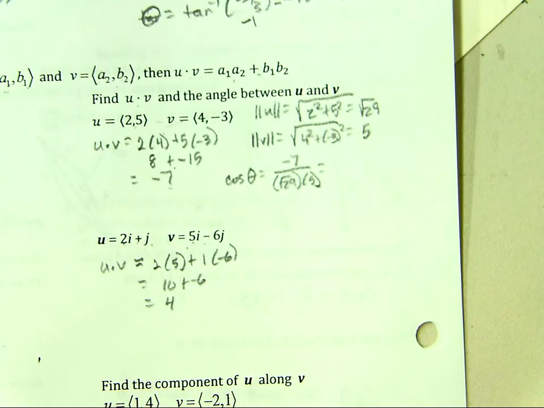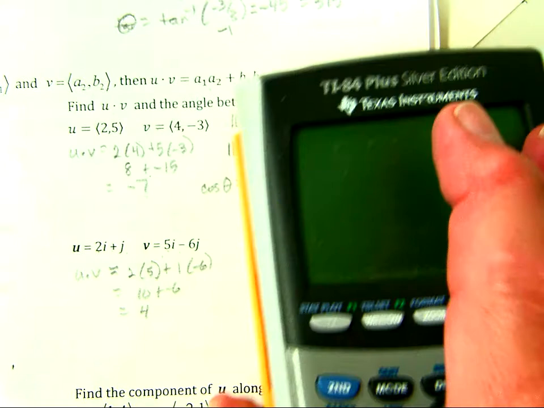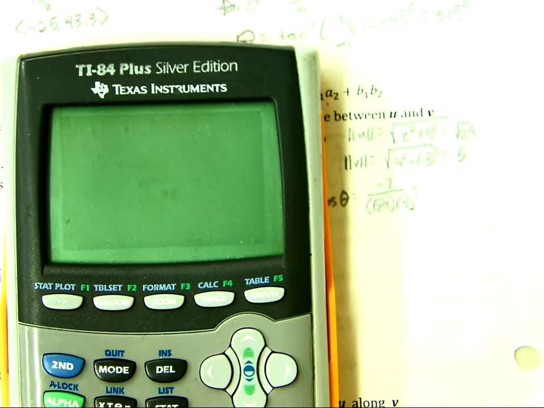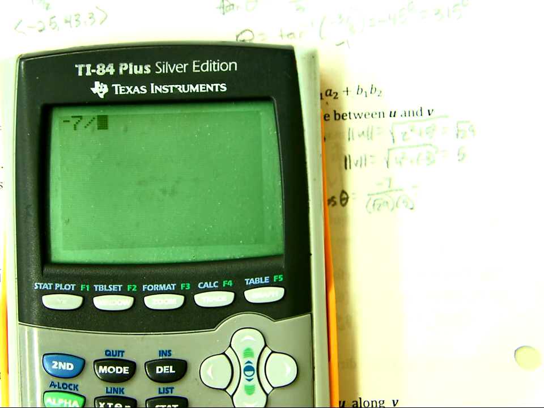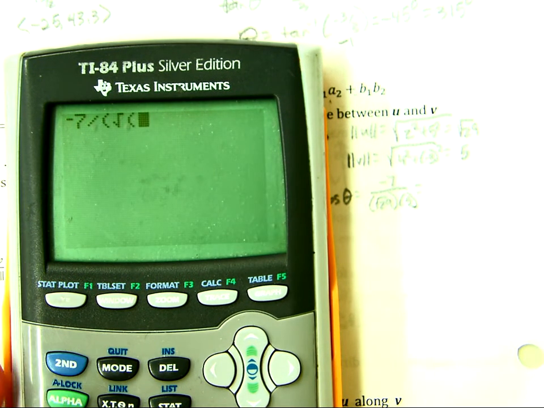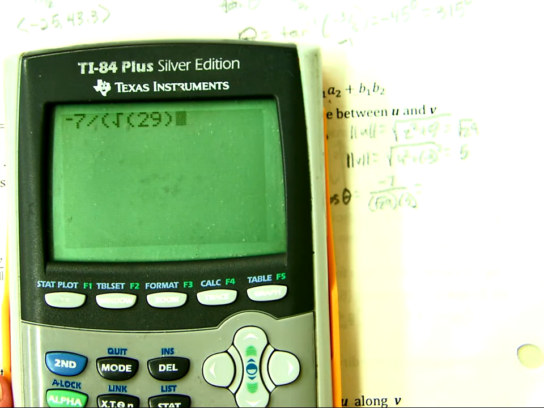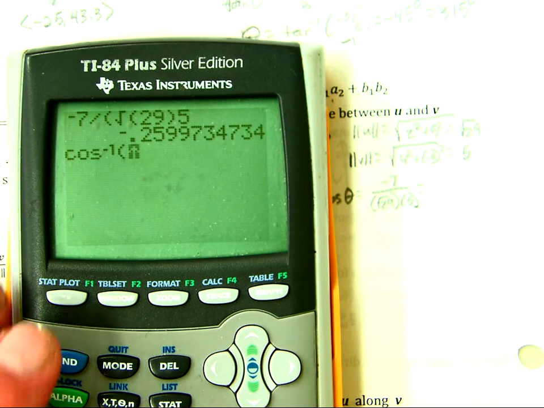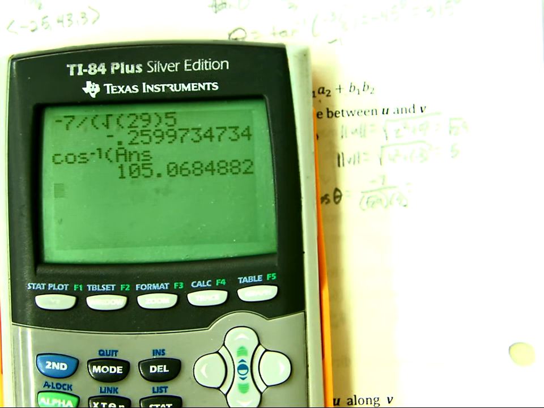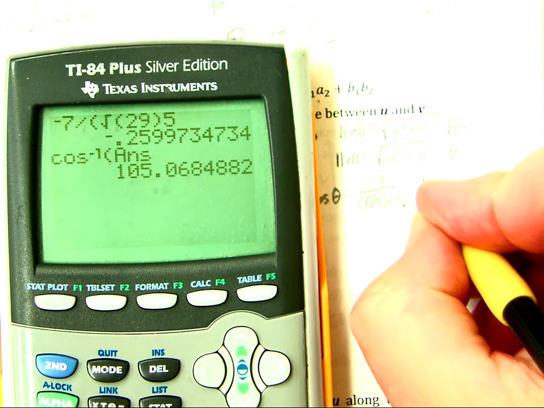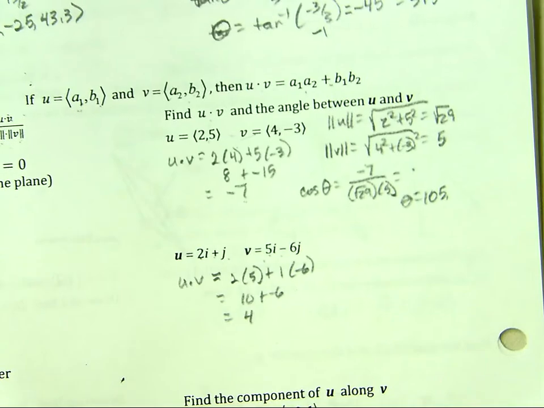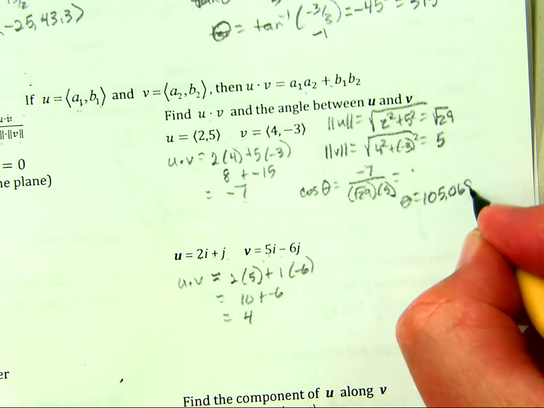We're going to do that on our calculator and then do inverse cosine. So on your calculator, we take negative 7 divided by parentheses the square root of 29 times 5. I get that decimal. Now I take the inverse cosine of that answer, and I get 105.068. So theta equals 105.068 degrees.